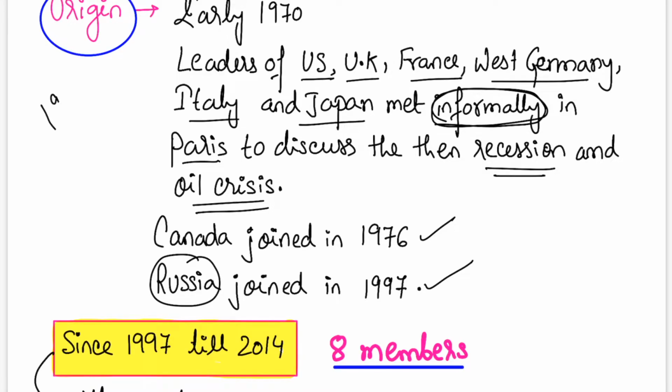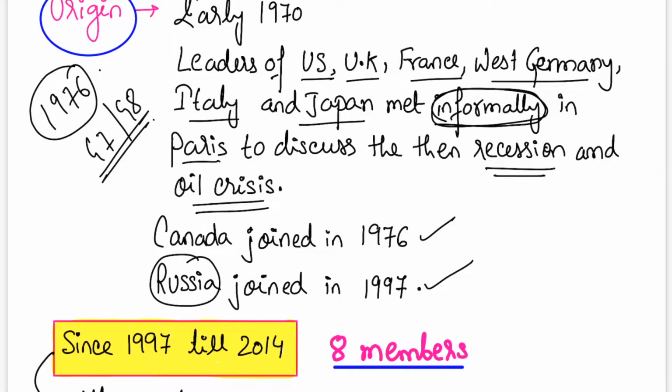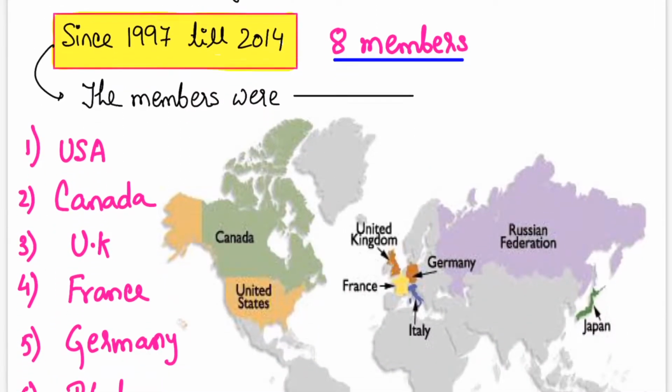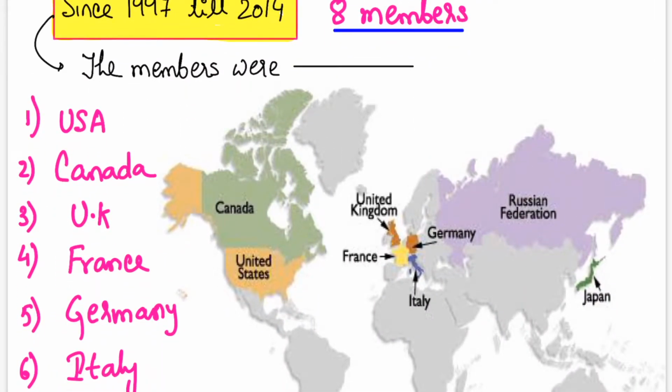In their talks, Canada joined in 1976 and Russia was the last to join in 1997. So in 1976 the whole group was made G7, and when Russia joined in 1997 it became the G8. So the starting of this group was G7. Since 1997 till 2014 this remained as G8. After 2014, Russia was again kicked out of this group. Why was it kicked out? Because Russia occupied the Crimea portion which belongs to Ukraine.